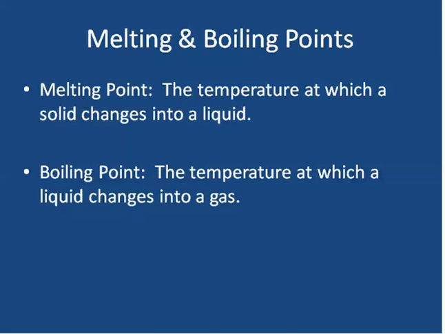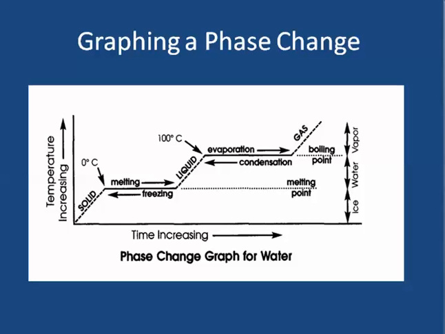Now let's talk for a moment about what happens during these phase changes. We talk about melting and boiling points. So melting is the point where a solid will change into a liquid, or we might also call this point freezing, where a liquid will go back into a solid. And then we have the boiling point, where a liquid will become a gas. So these are the temperatures at which the phase changes happen. And something interesting goes on during these phase changes.